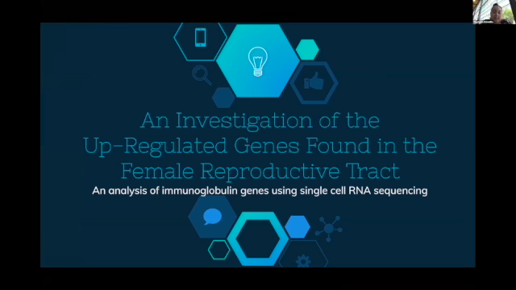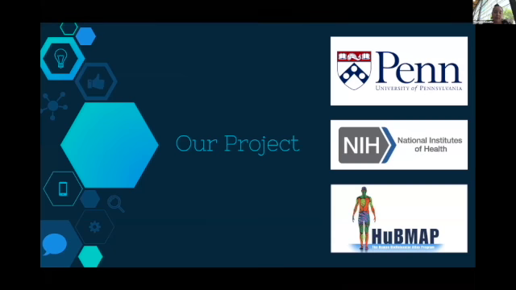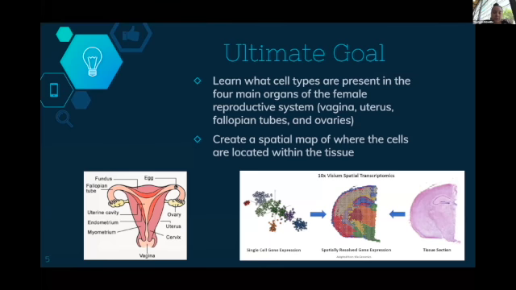Today, I will be talking to you about some of the unique upregulated genes in the female reproductive tract, specifically the immunoglobulin genes. So let me tell you a little bit more about our project. Our ultimate goal was to learn what cell types are present in the four main organs of the female reproductive system. And once we know that, then we can spatially map out where these cells are located within the tissue.